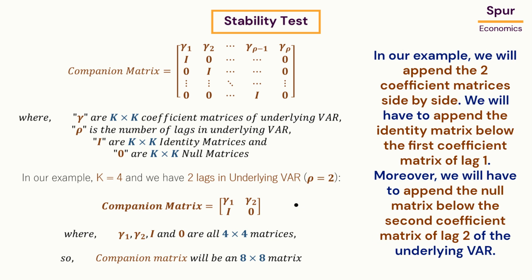In our example, we will append the two coefficient matrices side by side. We will have to append the identity matrix below the first coefficient matrix of lag 1. Moreover, we will have to append the null matrix below the second coefficient matrix of lag 2 of the underlying VAR.